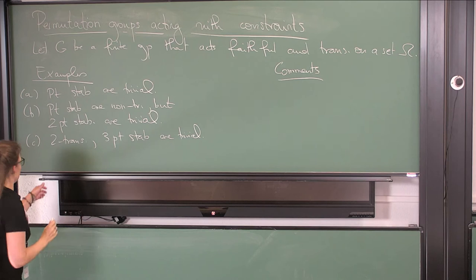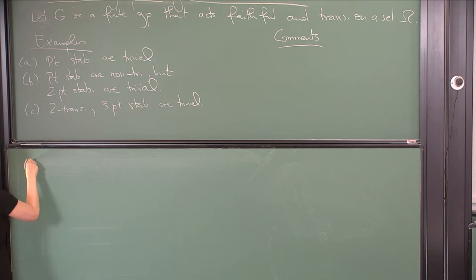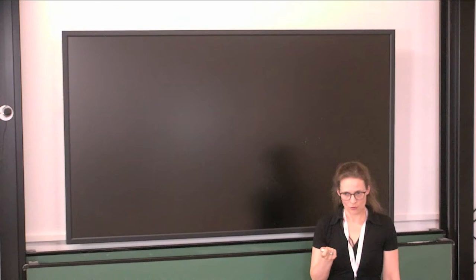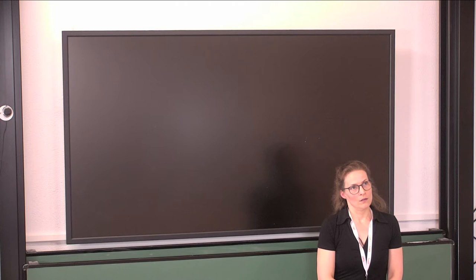What else? Let's talk about group elements and what they do. How about this one? Every involution in the group, this means every element of order 2 in a group, fixes exactly one point. And that's it.